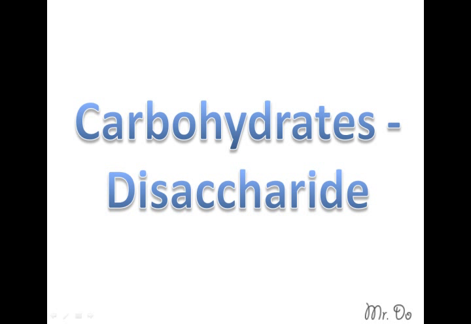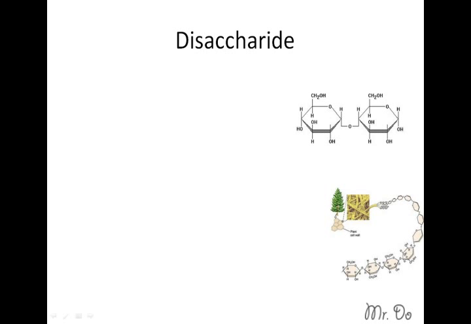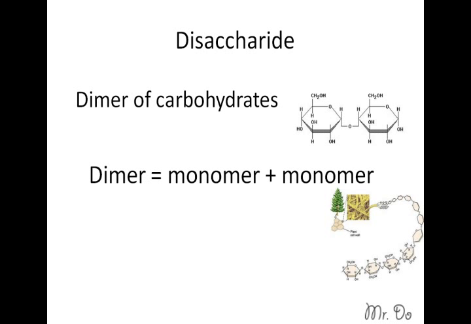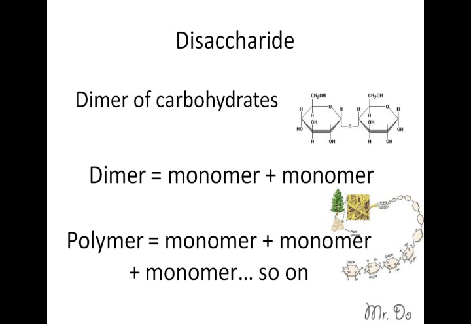Carbohydrates. Disaccharide. Di means two, and saccharide means sugar. So you can guess what a disaccharide means. It means two sugar. A disaccharide is a dimer of carbohydrates, like the one on the right. Remember, a dimer is when two monomers are put together. So a polymer, which means many, is many monomers put together, and so on, like the one on the right.